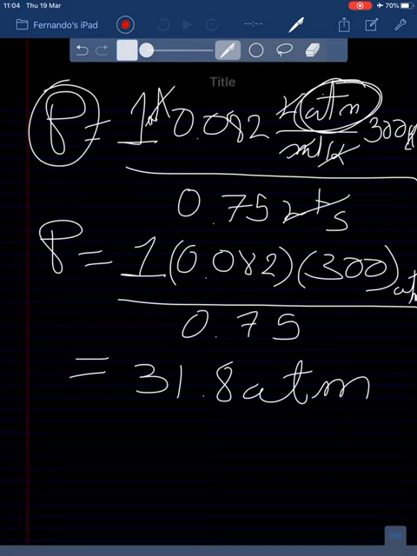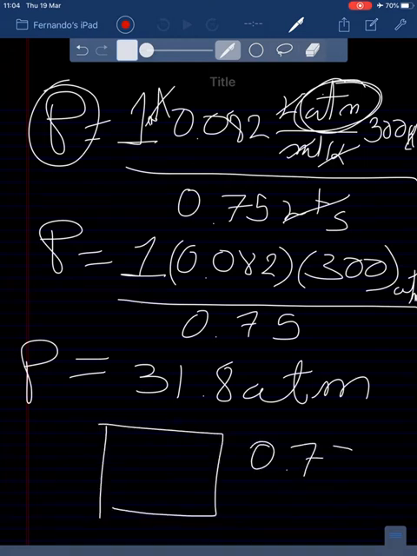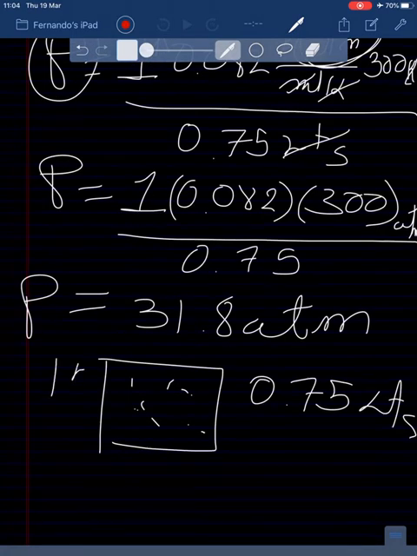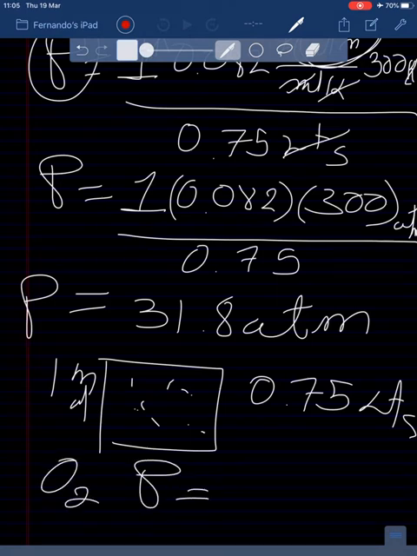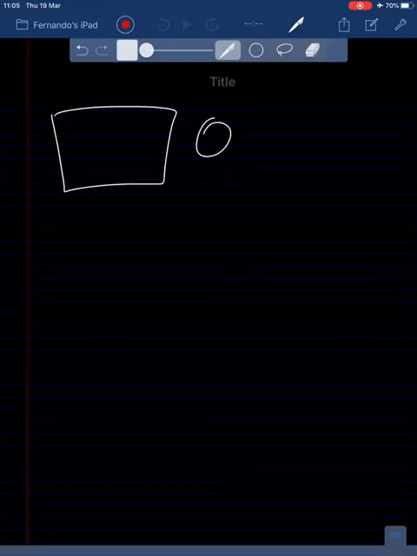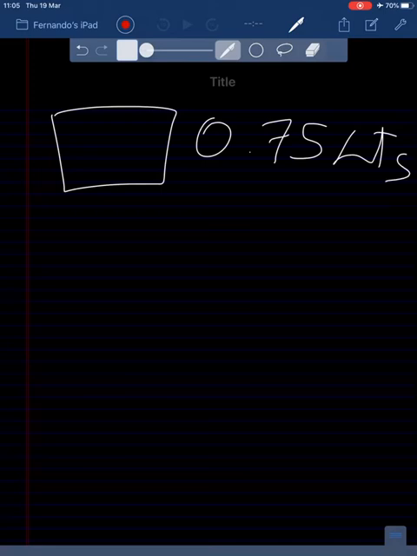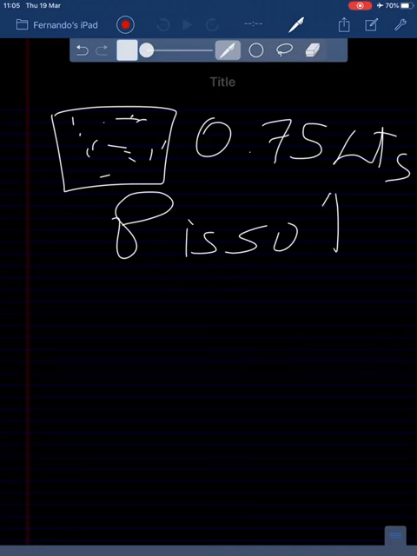So it's a lot of pressure. Imagine that what you have here in 0.75 liters, if you have inside 1 mole of oxygen, the pressure that you're going to get is 31.8 atmospheres. It's a lot. Why do you think that is? What if I have my gas in 0.75 liters, and I have 1 mole of a gas? The pressure is so high.